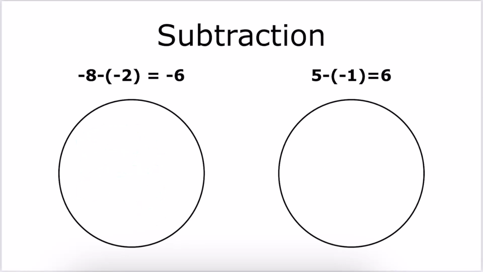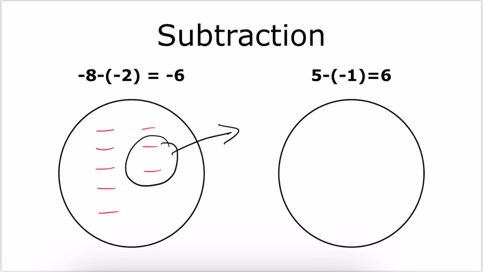If I look at a subtraction problem where I have 8 negatives, so 1, 2, 3, 4, 5, 6, 7, 8 negatives, and I'm taking away 2 negatives, well, if I take these 2 negatives and take them away, the amount that I have left are 6 negatives. And so that shows that -8 minus -2 equals -6.